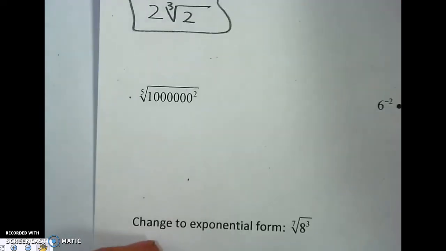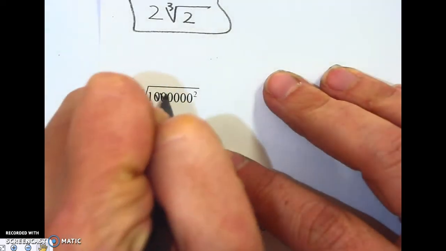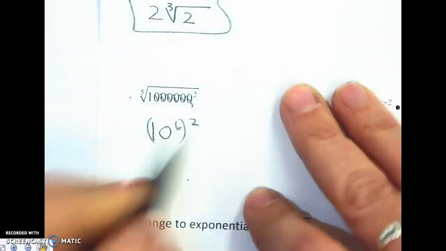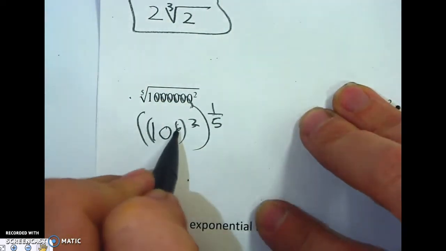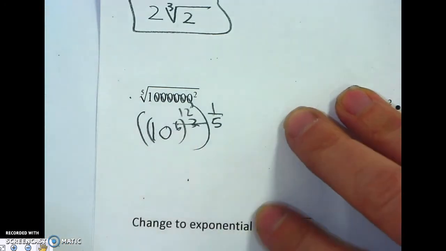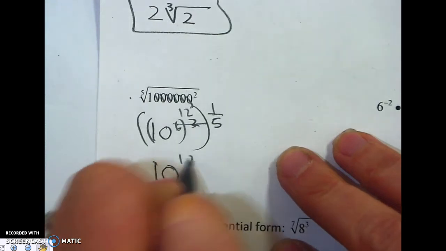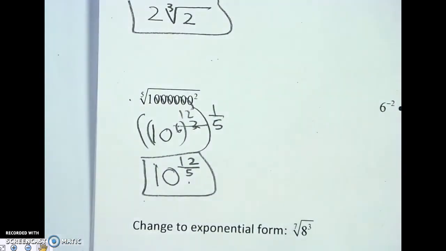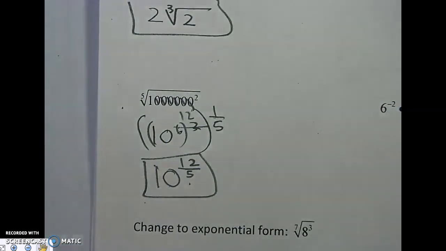Let's go to this one. This is going to be 10 to the 1, 2, 3, 4, 5, 6 squared, then to the 1/5. 6 times 2 is 12, and then 12 times 1/5 is 12 fifths, excuse me. And that's all I can simplify it. I'm not going to write the 5th root of a 10 or 1 with 12 zeros. That's ridiculous.